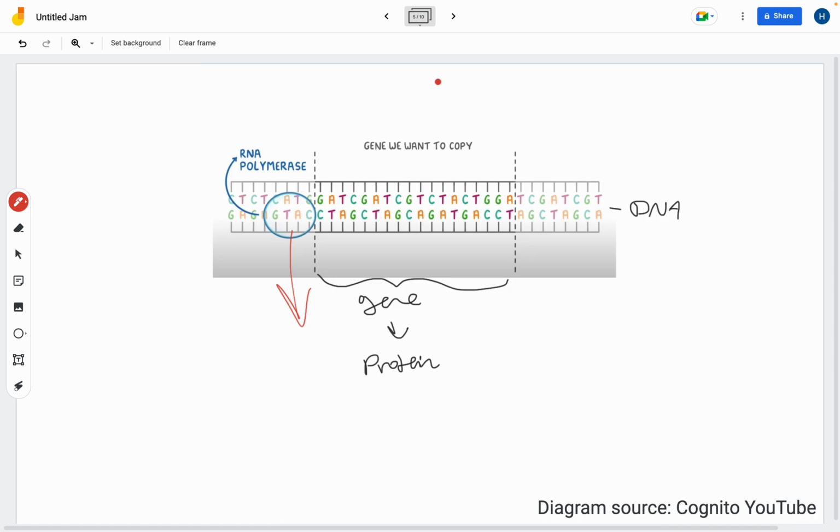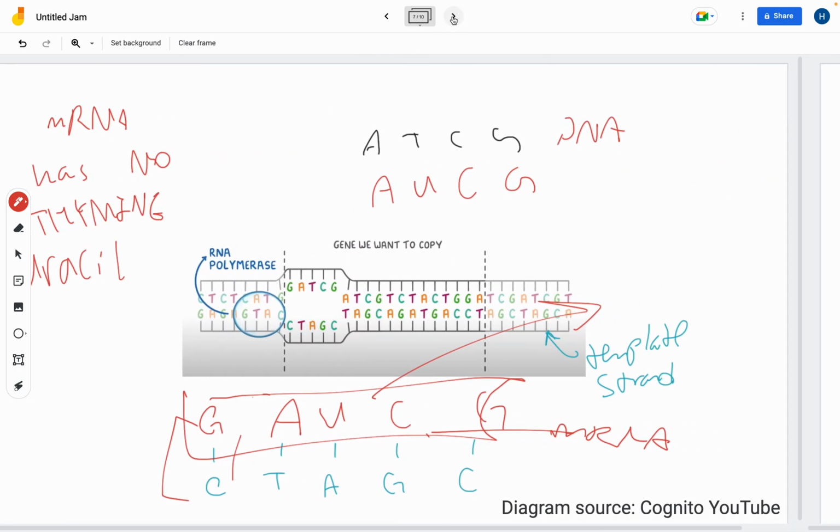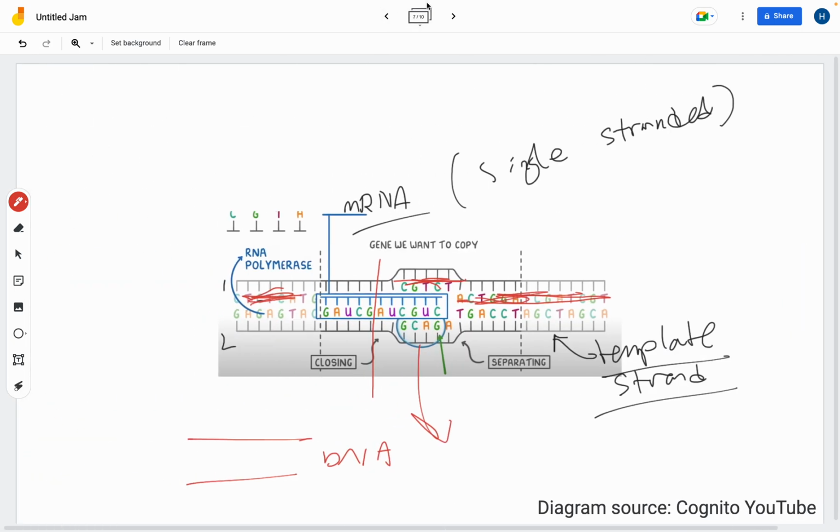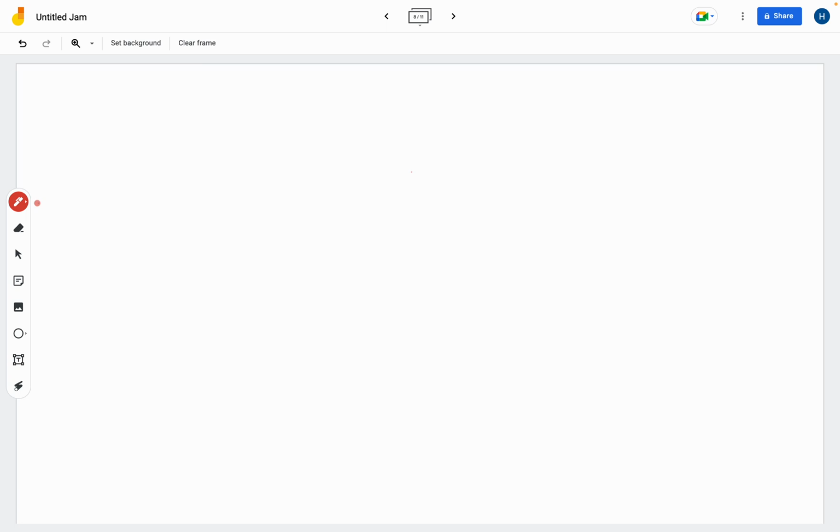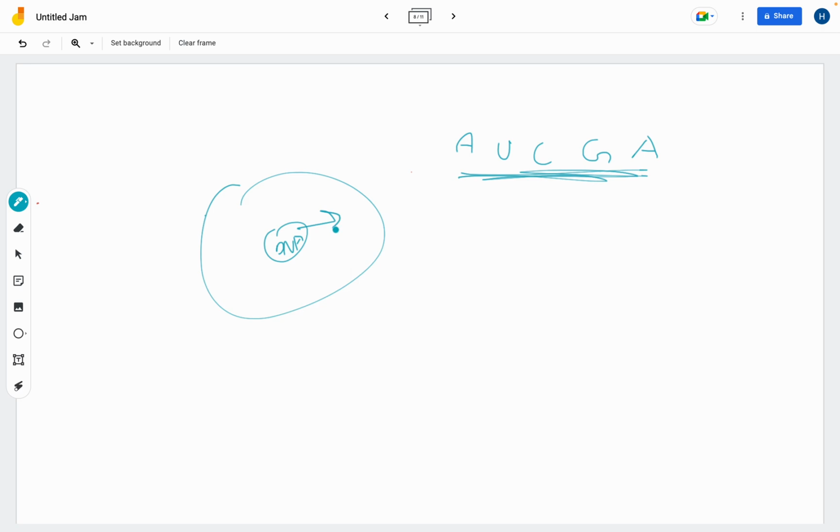So now we're going to be left with an mRNA strand that is free to leave the nucleus to the ribosome to make proteins. So we have the single-stranded mRNA strand that will now be free to make proteins. So we have the nucleus, DNA, and we have the single-stranded mRNA strand. So for example, AUCG, and it's the single-stranded mRNA strand that's free to leave the nucleus and go to the ribosome to synthesize proteins.